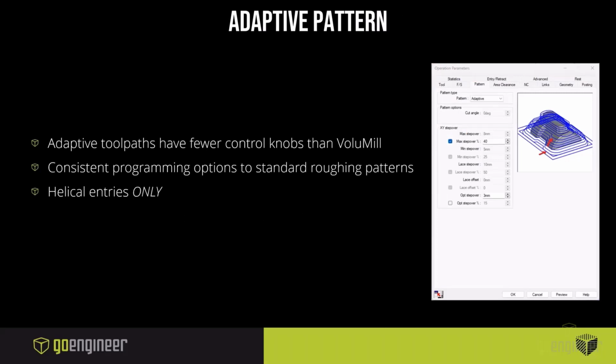So let's talk again about this adaptive part first off. There are fewer control knobs, so there's fewer optimization options, as we mentioned before. The options that you do get are pretty consistent relative to the other roughing patterns that you get, your regular pocket in, pocket out, lace, zigzag, things like that. Something that you don't have control over, however, with adaptive are your entries. These are helical entries only for adaptive.